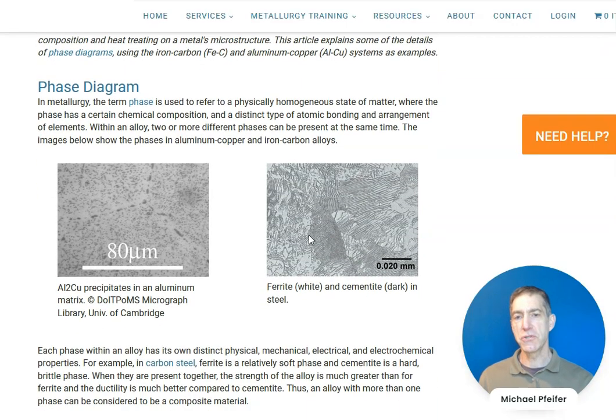So this shows two different metals with the phases present in them. The metal on the left is an aluminum copper alloy. What we see is that the light colored phase is grains of aluminum, and the dark colored particles are an aluminum copper precipitate, and that's a different phase. So there are two phases in that alloy. And in the alloy on the right, we see a carbon steel that consists of ferrite, which is the light colored phase, and cementite, which is the dark colored phase. Both phases are combinations of iron and carbon that are present in the steel.